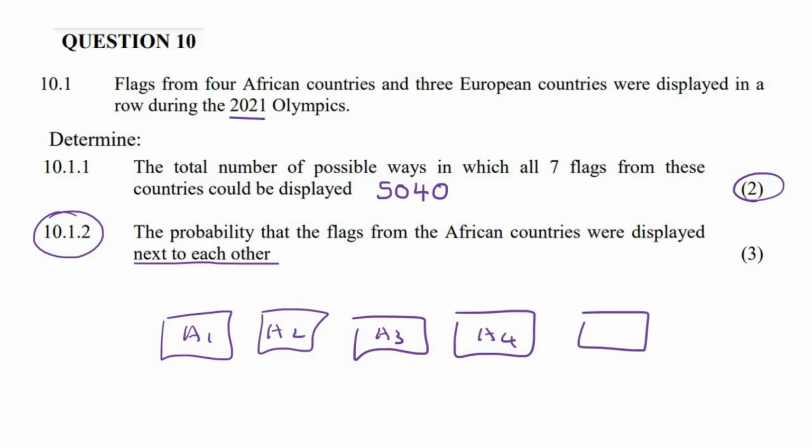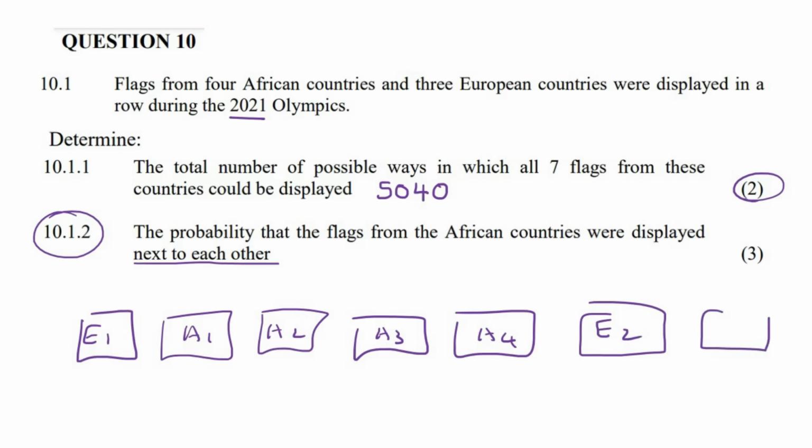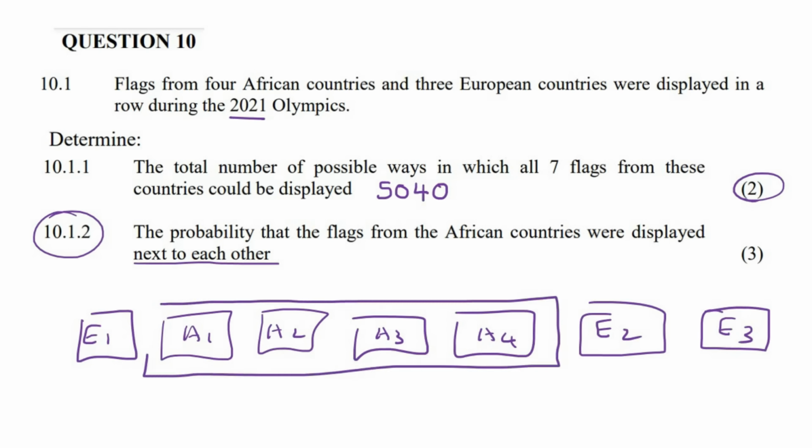Then we're going to put the others, but no one said the European flags have to be next to each other. Learners always think, yeah, but surely it means that they have to be. No, you could get a situation like that. They just said the African flags must be together. So what we do is we put all the things that have to go together in one big box, so we think of that as one big box.